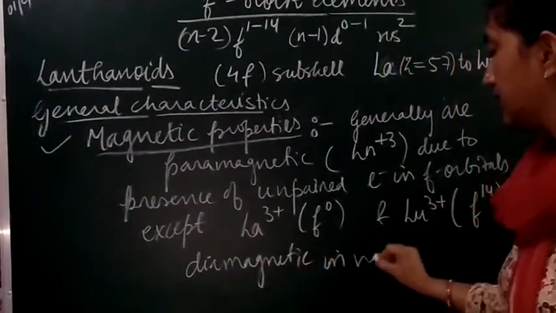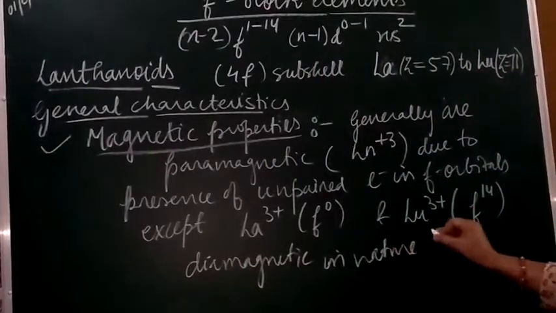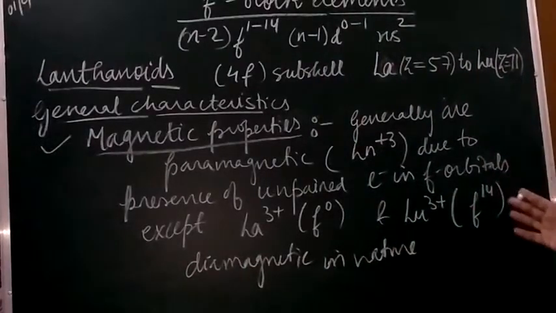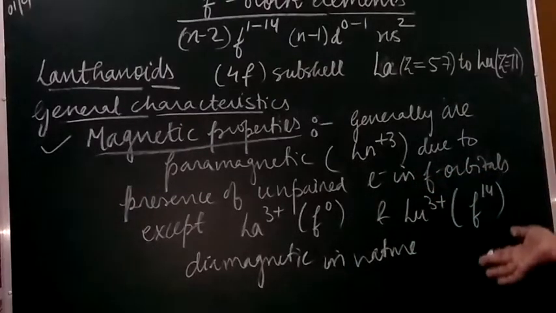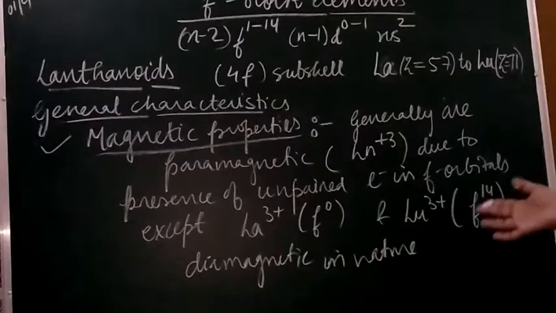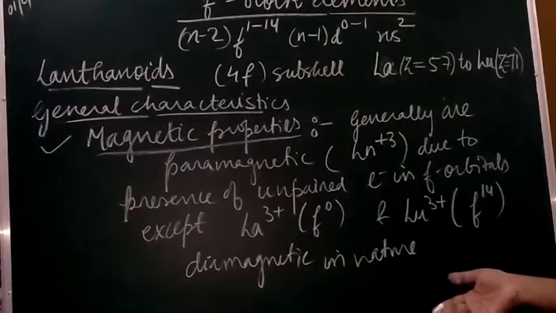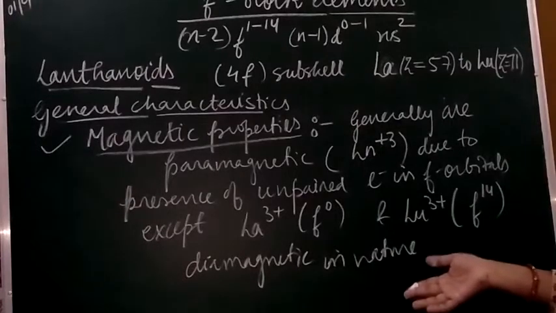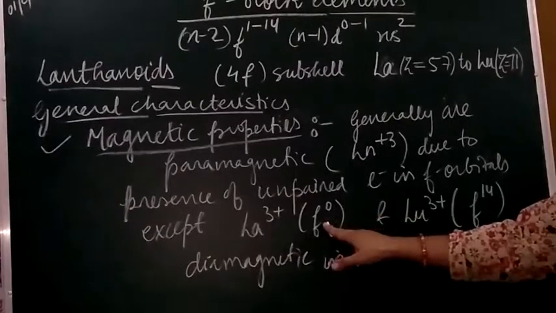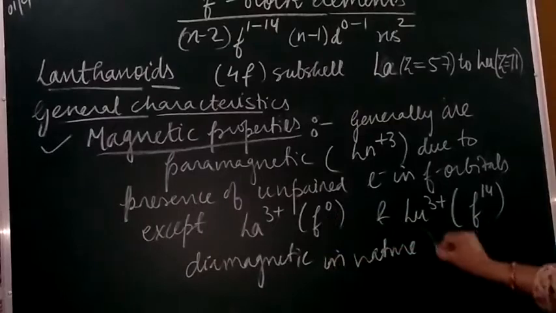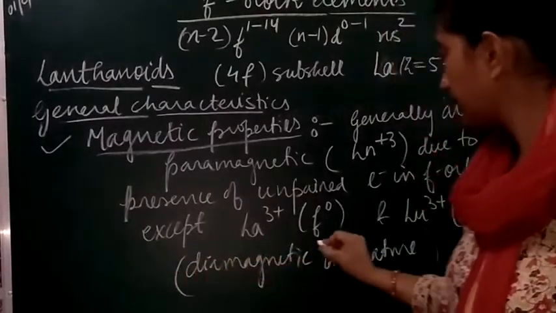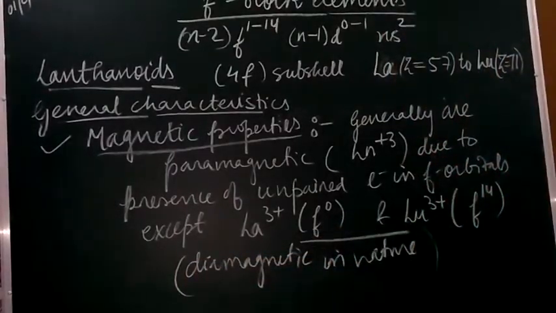And in this state, they are diamagnetic in nature. So the paramagnetic property will depend on the presence of unpaired electrons in the f subshell or f orbital, and if they are completely filled, or if any oxidation state has a completely filled or empty f subshell, they will be diamagnetic in nature. Right, students? So this was about the magnetic properties of the lanthanoids.